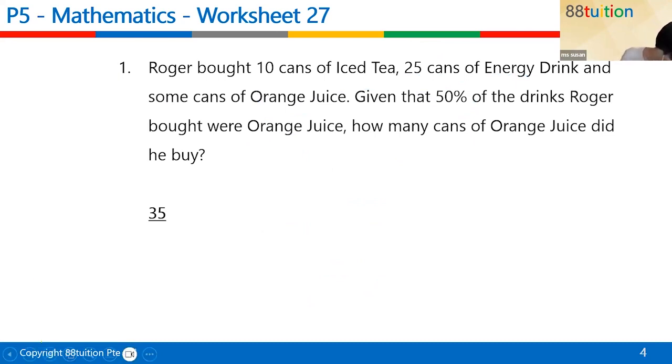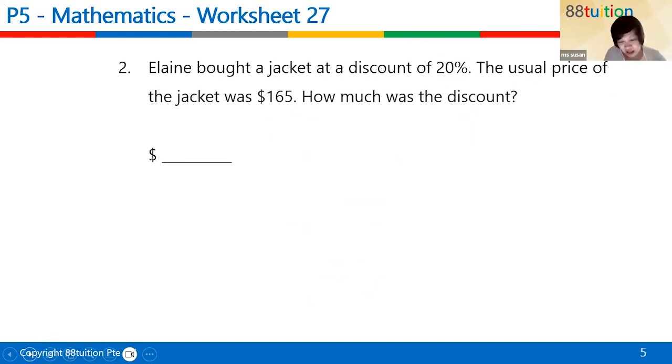Okay. Next question says, Eileen bought a jacket and this jacket is at 20% discount. So now the thing is that we know that percentage 100% is the base and he is having a discount of 20%. So meaning he must have paid, right? Bought means he paid. And then he paid how many percent? He must have paid 80%.